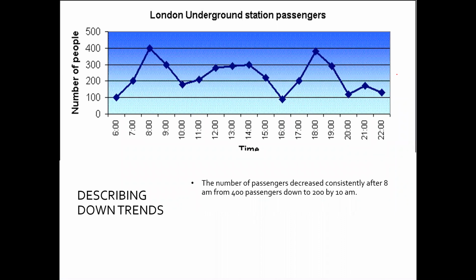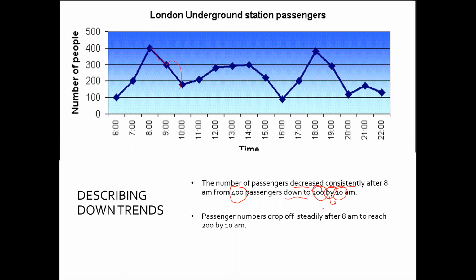This is the example how you can describe the downtrend. So the number of passengers declined consistently after 8 a.m. from 400 passengers down to 200 by 10 a.m. So you have decreased consistently. Kenapa kok di sini dikatakan konsisten? Karena dari jam 8 sampai 10 ini turun terus kan? Ya kan? Kalau turunnya terus berarti dia dianggap konsisten gitu. And then you can say from 400 down to menurun ke 200. Ya, by 10 a.m. Nah, by ini kenapa? Karena dia sudah memasuki jamnya.